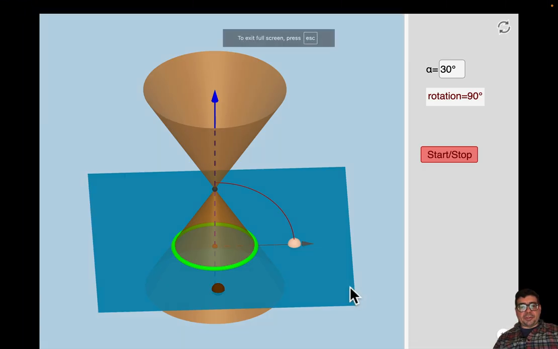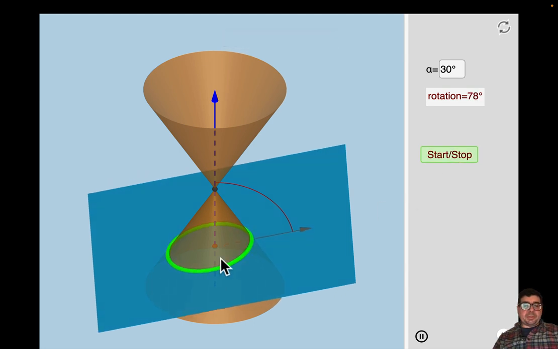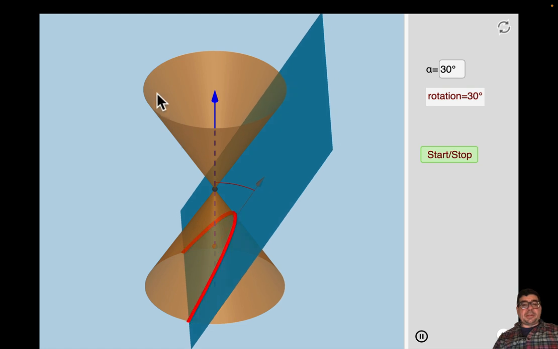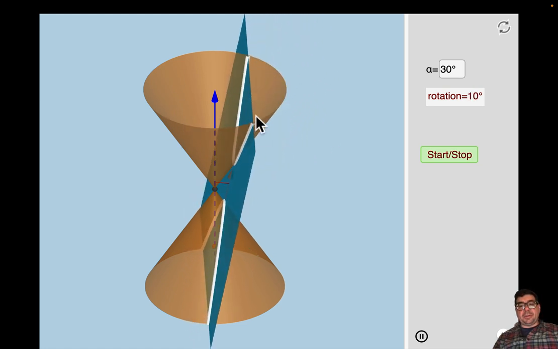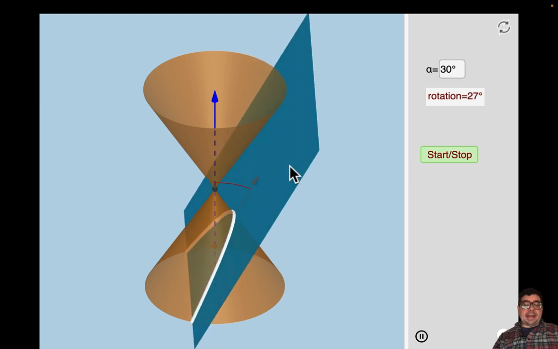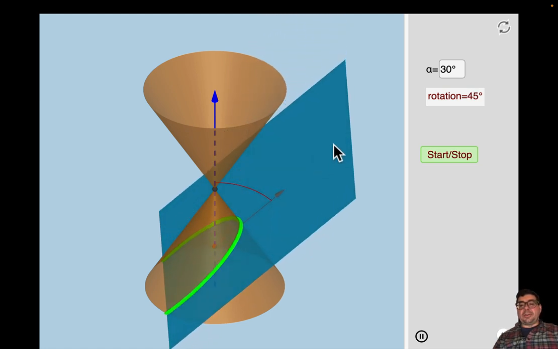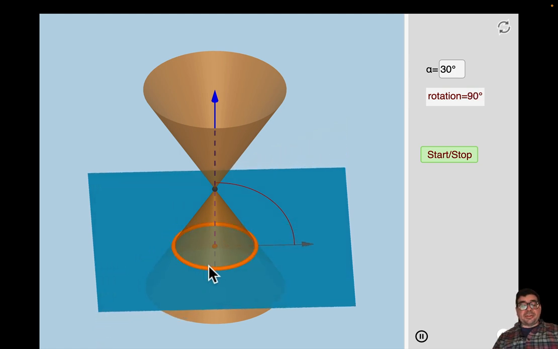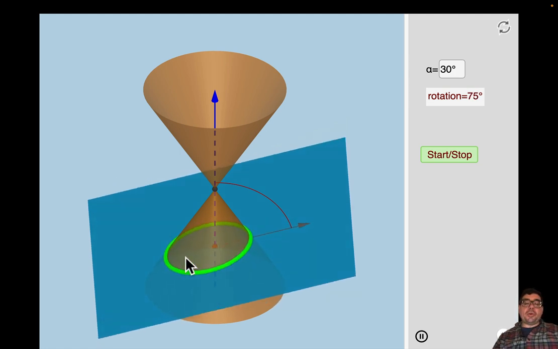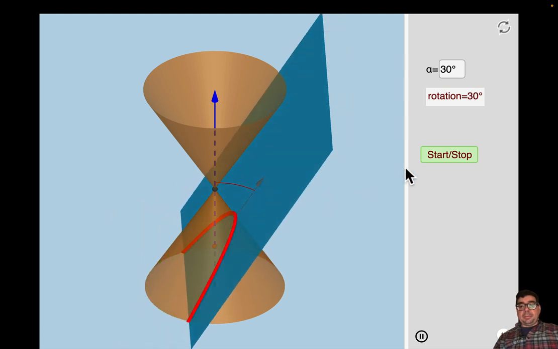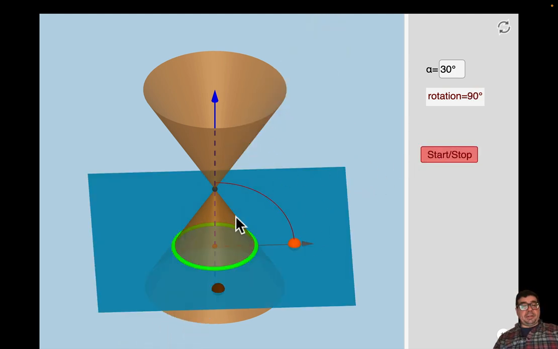So I'm going to make this larger. This is in GeoGebra, and this shows you this plane right here at different angles to this double napped cone. There's the top part and the bottom part here. And what we're trying to highlight is that as the plane is crossing the double napped cone at different angles, the intersection of the plane and the double napped cone gives you different conics. So let's pause it and explore it together.